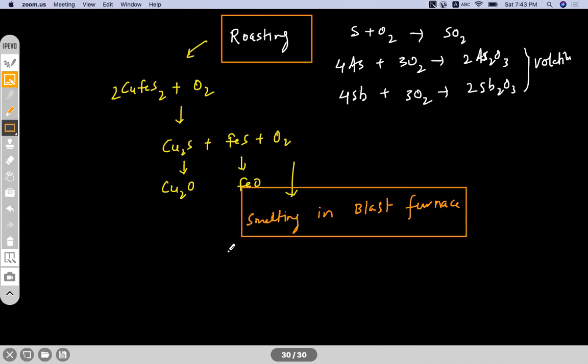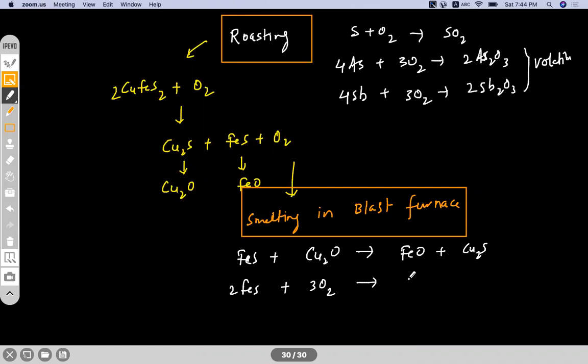So what happens here? Iron sulfide, FeS, plus Cu2O converts into FeO and Cu2S. This is one reaction which happens there. Further, this FeS, in presence of oxygen, the reaction is taking place. So it converts into oxide again and SO2.